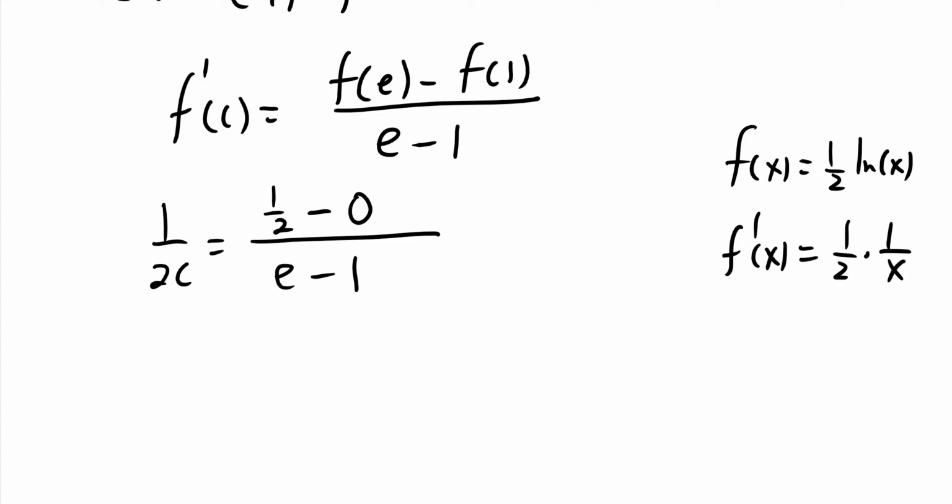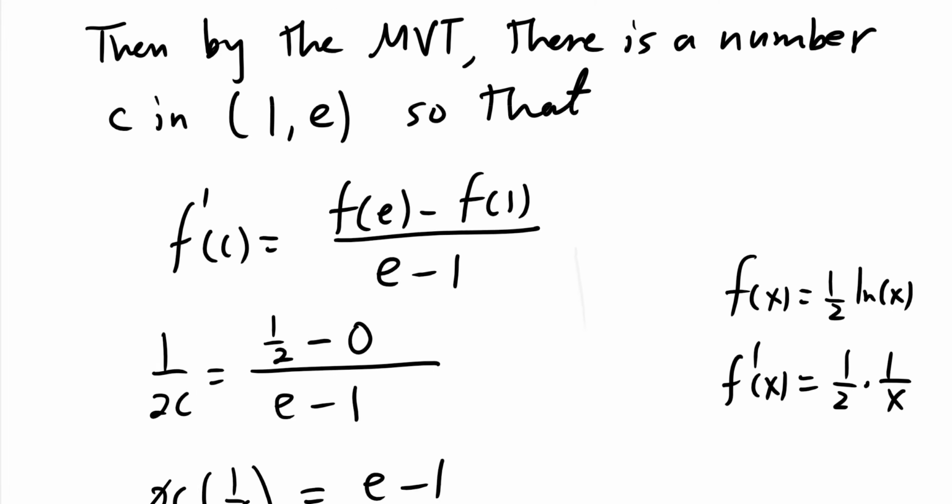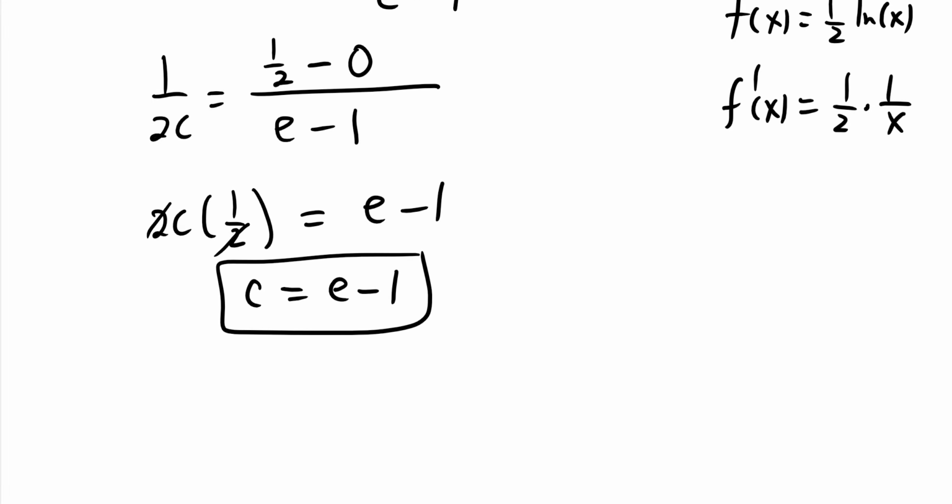Remember, we need to solve for c. Cross multiply. What do we get? 2c times 1/2 minus 0 equals 1 times e minus 1. So c equals e minus 1. Remember, e is about 2.7, minus 1, so that's 1.7. Does that fall between 1 and e? Yes, it does. So there's only one value of c that satisfies the condition.